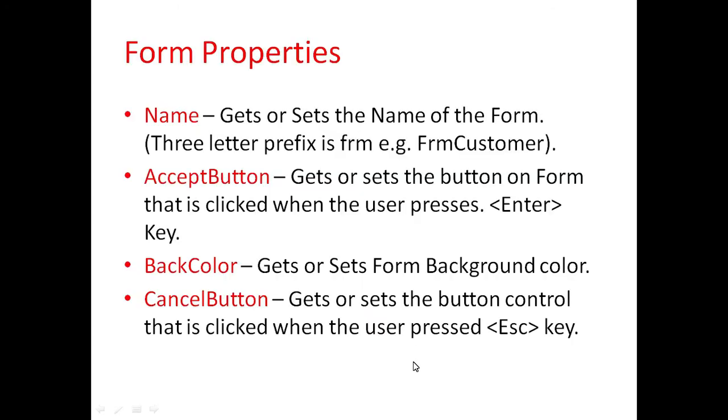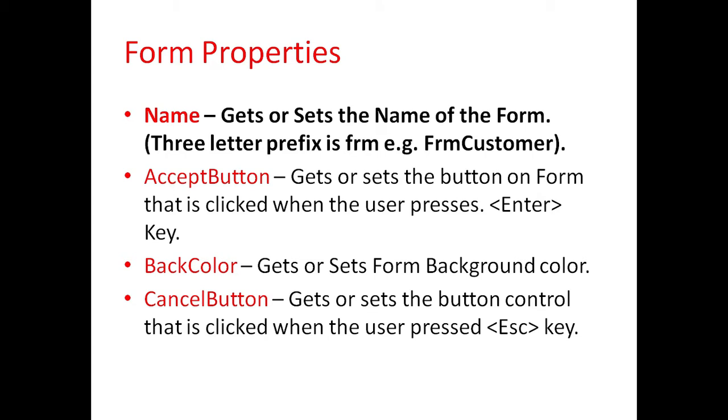This is the basic layout of a Windows form. This is the caption, minimize button, maximize button and close button. And here you can draw all your controls. As you know, every control has properties, methods and events. Now we will see some of the form properties.